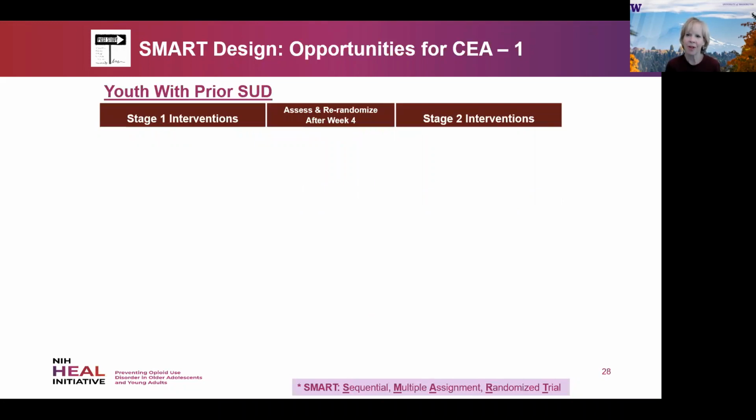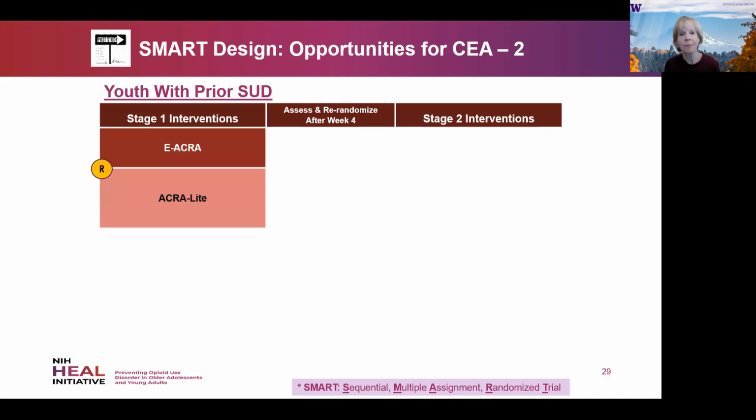Because we have a smart design, we actually can learn so much more about intervention impact and cost effectiveness in this trial. Let me tell you how that smart design goes for us. So our first randomization occurs at stage 1 or baseline, but 4 weeks later, we potentially re-randomize young people to stay in the same intervention condition they're in or to change. So in that way, we've got sequential, multiple assignments, both of which are randomized.